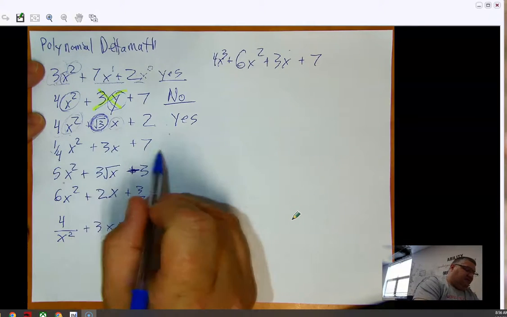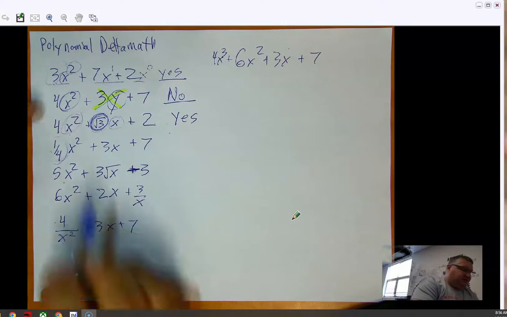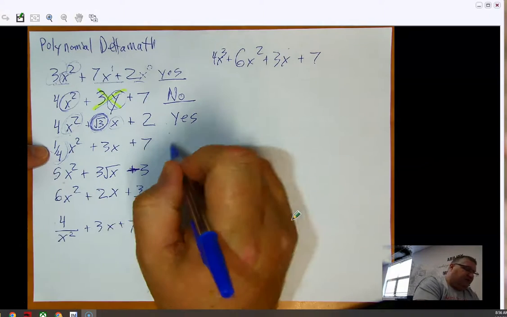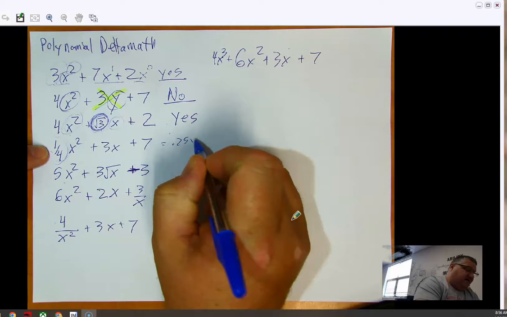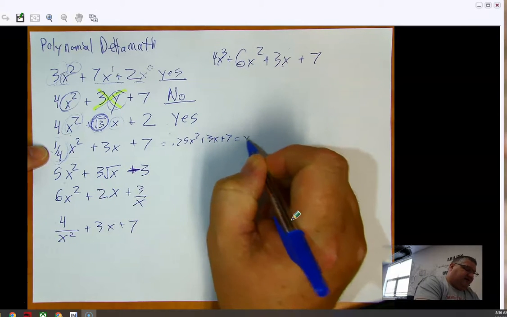Down here, is this a polynomial? Ooh, it has a fraction in it. But again, if I put that fraction into a calculator, can it turn it into a decimal? 0.25x squared plus 3x plus 7? Yes, that is a polynomial.